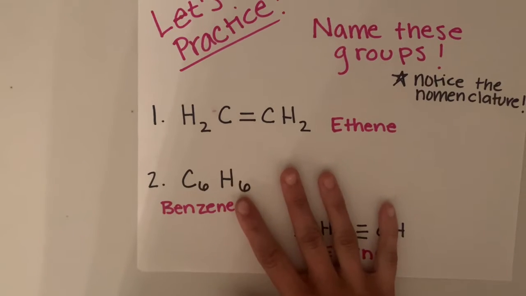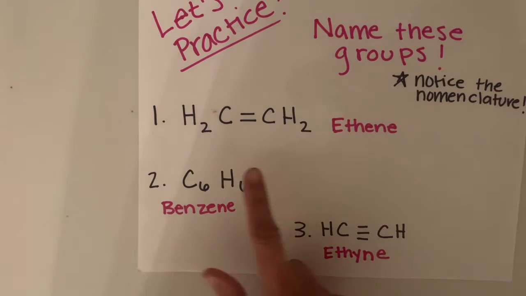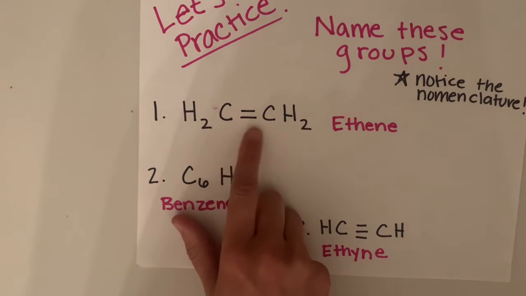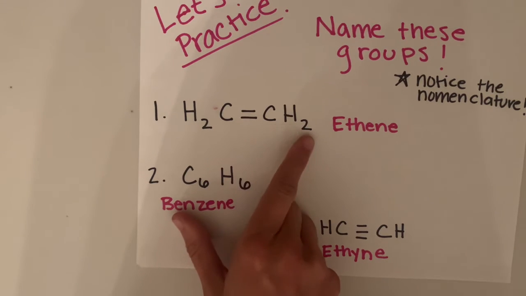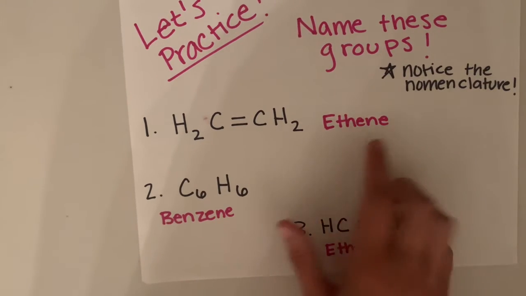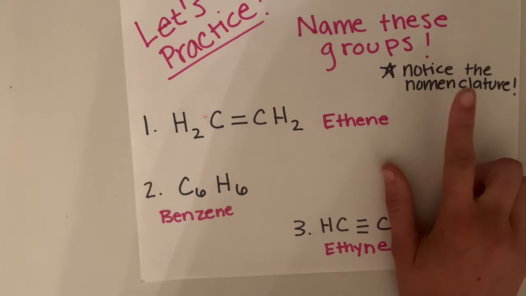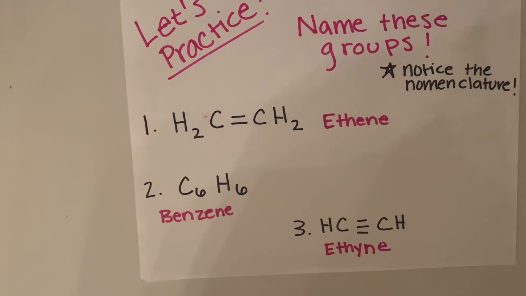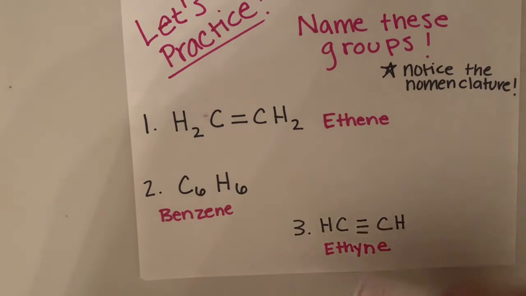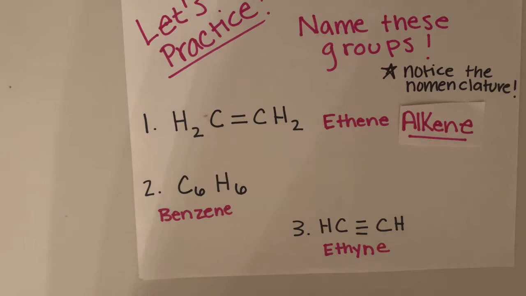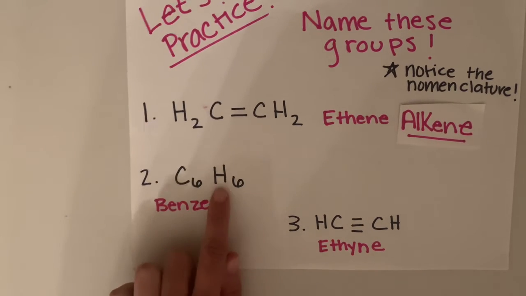All right, so let's do some practice. We're going to name these groups. So, it's an H2C double bonded to CH2, and it's an ethene. So notice the nomenclature here. Noticing the double bond, it's an alkene because of the double bond. Also, you can look at the ending of the name and realize it is an alkene.